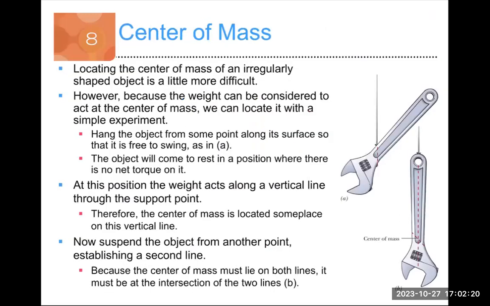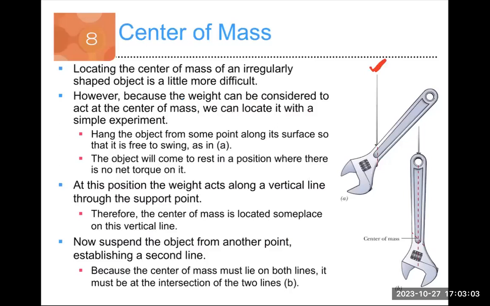Now, what if we have an object that's not symmetrical and we want to find the center of mass? Well, that's what this slide is talking about. It's a little harder, but it can still be done. So remember, the weight is considered to act at the center of mass. So if you have an irregularly shaped object, you pick a point like you see in this top picture, and you hang that object, in this case a crescent wrench, from that point where it's going to swing. When it comes to rest, there's not going to be any net torque on it.